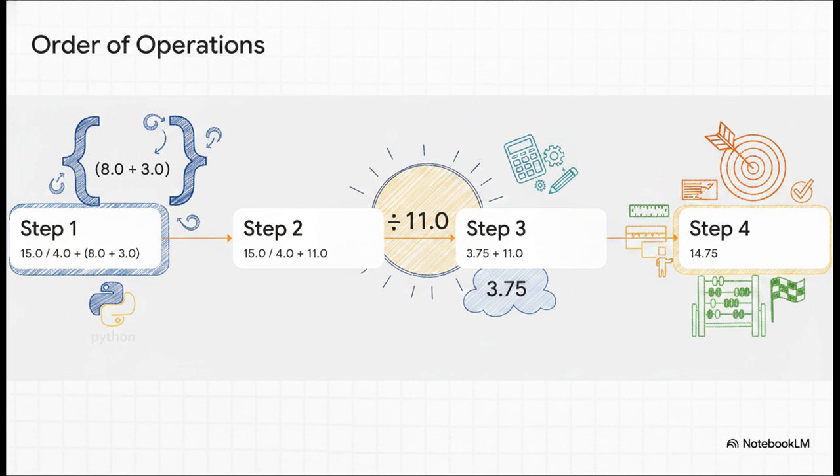Next, Python knows it needs to handle division before addition, so in step 3, 15 divided by 4 becomes 3.75. Finally, in step 4, it adds them together to get 14.75. It breaks down complex math like a really satisfying logical puzzle.